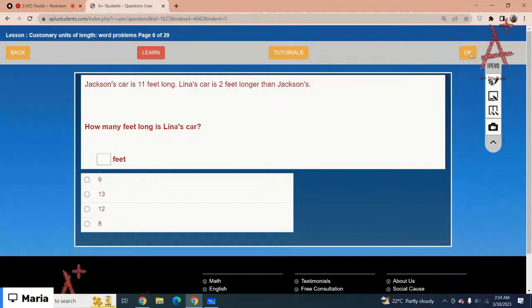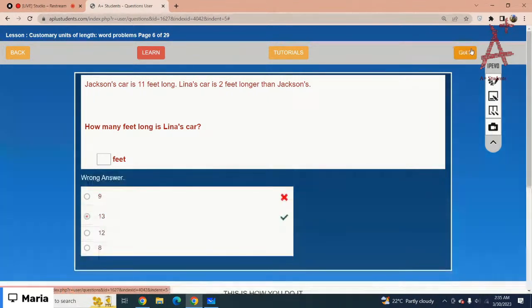Jackson's car is 11 feet long. Lena's car is 2 feet longer than Jackson's. It would be, because it's shorter, so you have to subtract 2. So 11 subtract 2 is 9. So it would be 9 feet. Longer, sorry, longer you have to add. So 11 plus 2 makes 13. Got it?